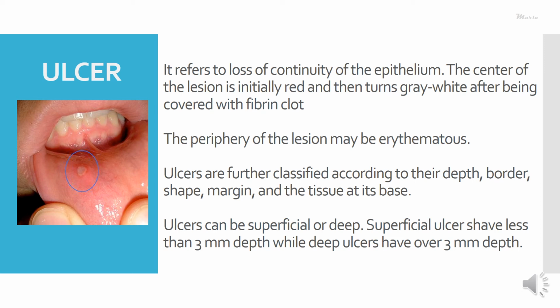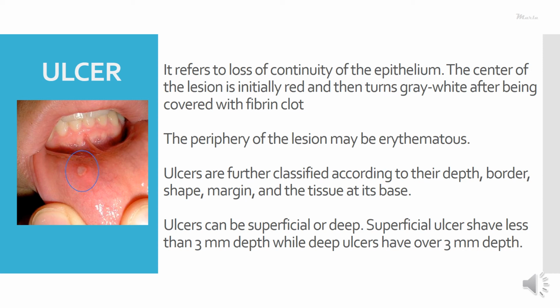Then we'll discuss ulcer. Ulcer is a common clinical presentation within the oral cavity. The most common reason for an ulcer of the oral cavity is a traumatic ulcer. Ulcer refers to a loss of continuity of the epithelium. Alternatively, we can describe it as a breach or loss of continuity of the epithelium. The center of the lesion is initially red. Sometimes the ulcers appear red in the beginning, but later turn gray-white because of the formation of a fibrin clot. The periphery will show an erythematous halo or an erythematous ring-like area.